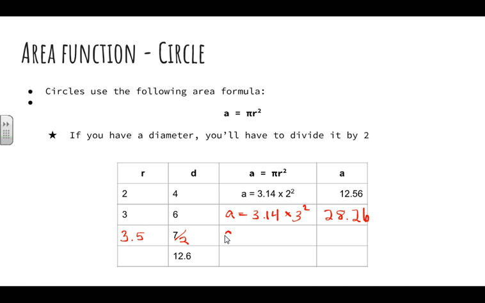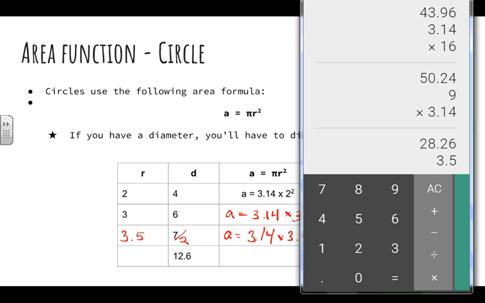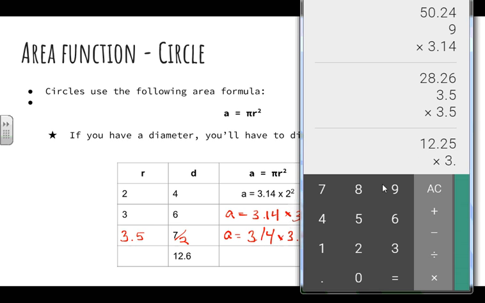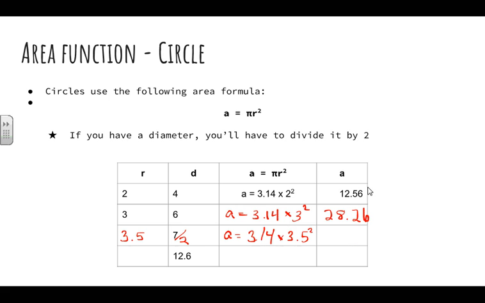If we plug that into our formula, area equals 3.14 times 3.5 squared. So 3.5 squared, that's 3.5 times 3.5 is 12.25. We multiply that by 3.14, we get 38.465.